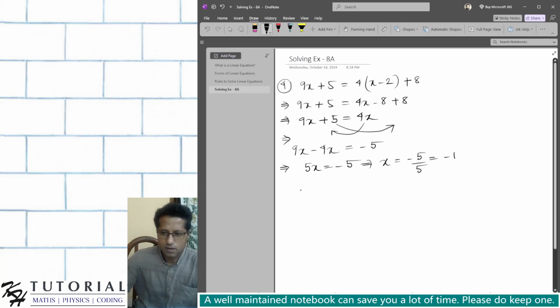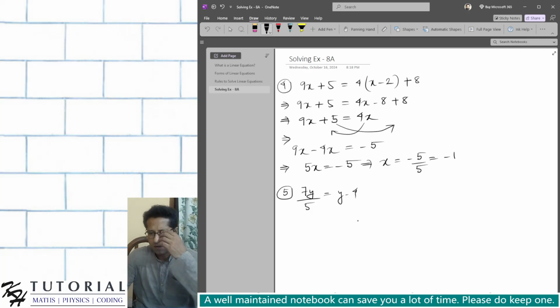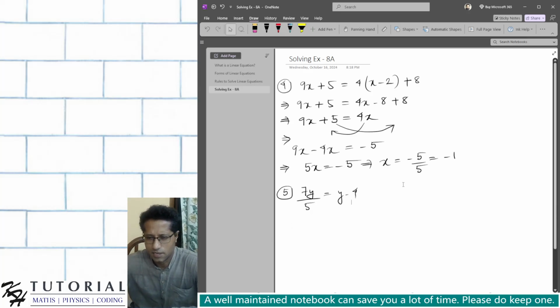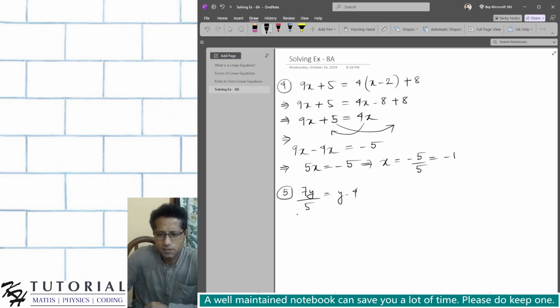Okay, now let's do problem number 5. This is 7y by 5 equals y minus 4. Now what is the form of this equation? This is not a simple form. This is an equation reducible to simple form, because we have a rational term. The LHS is a rational term. There is only a single rational term where the denominator is 5. So we would like to multiply both sides by 5.